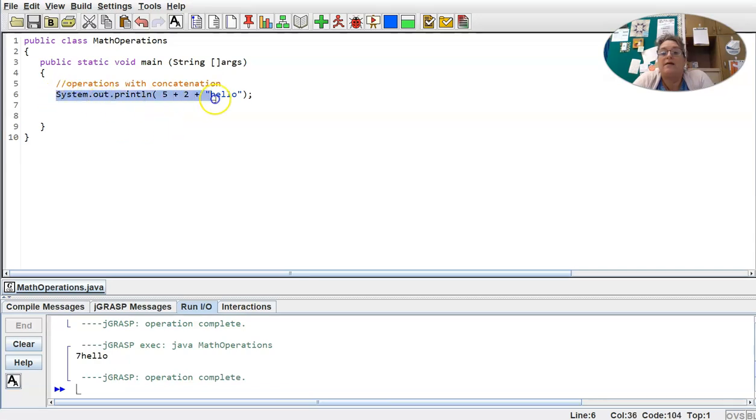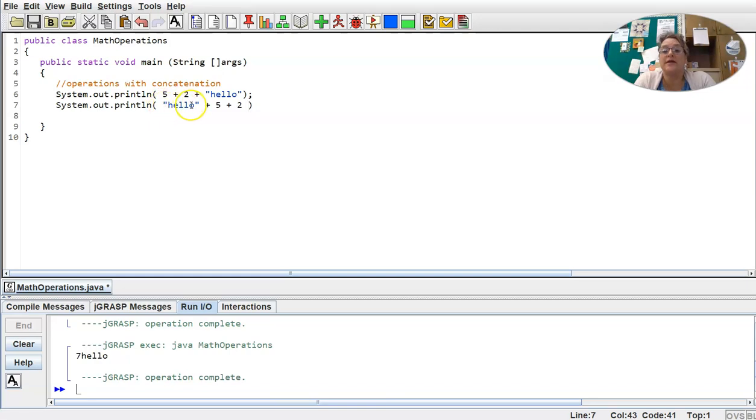Now, if I move that string, so I'm going to make the string first. So we're going to do hello plus 5 plus 2. So hello plus 5 plus 2. Now, we're tempted to think that Java would add the numbers again to get 7, and this would just be hello 7. But the precedence is from left to right, and it's the same level of precedence for concatenation of strings versus addition of integers.